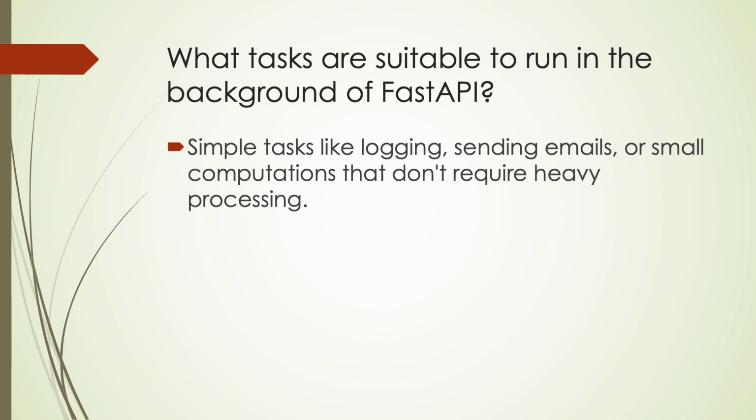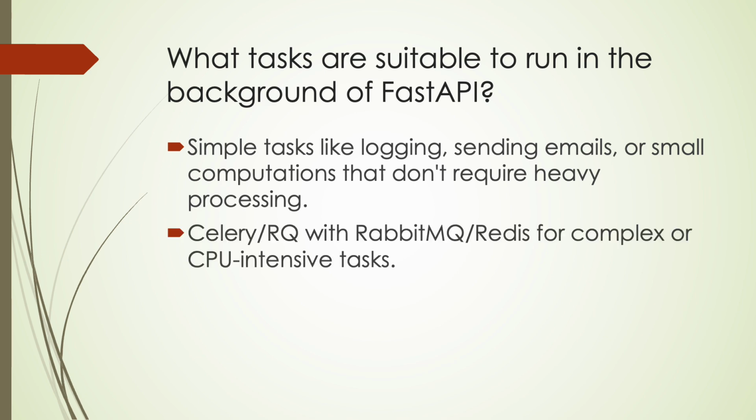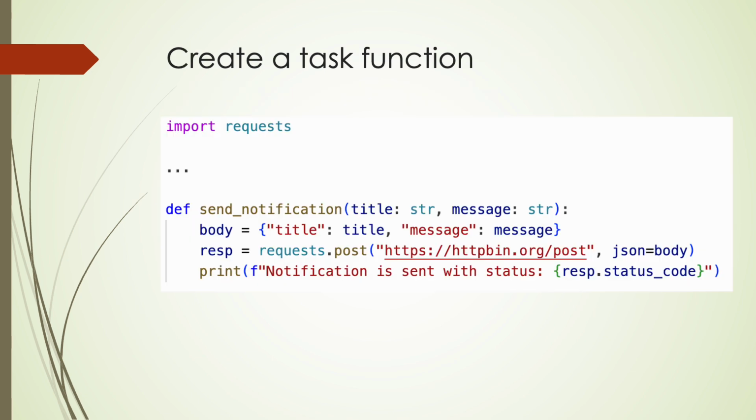FastAPI background tasks are ideal for simple tasks like logging, sending emails, or small computations that don't require heavy processing. For complex or CPU-intensive tasks, we should consider using a task queue like Celery or RQ with a message broker like RabbitMQ or Redis. They have more complex configurations and allow you to run background tasks in multiple processes or even on multiple servers. Nonetheless, FastAPI background tasks can still be very useful for small and slow tasks. If used properly, they can also improve efficiency and user experience dramatically.